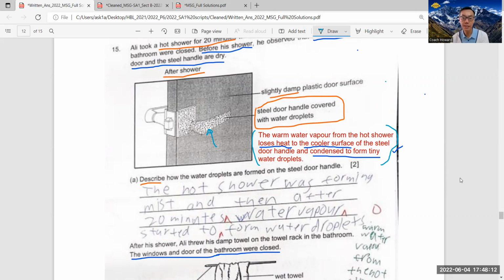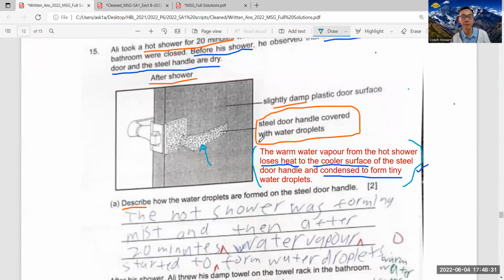Okay, so you must identify number 1, the heat source. So it's the warm water vapor from where? From the hot shower. So what does it do? It loses heat to where? To the cooler surface of the steel door. And what happened? And condense to form tiny water droplets. So you take note of this. Let me enlarge it for you to write down the answer.